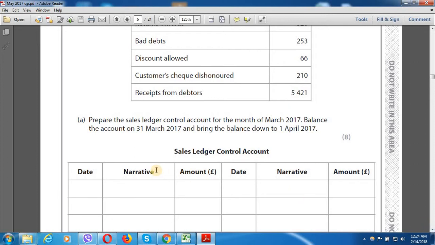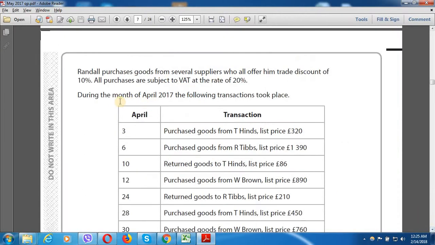A. Prepare the sales ledger control account for the month of March 2017. Balance the account on 31st March 2017 and bring the balance down to 1st April 2017. Then Randall purchases goods from several customers who all offer him trade discount of 10%. All purchases are subject to VAT at the rate of 20%.